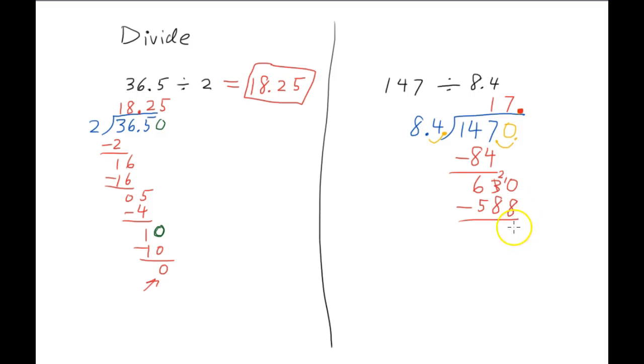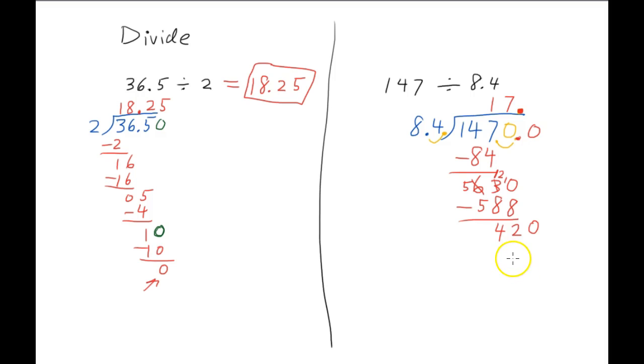10 minus 8 is 2. We have to borrow from this one as well. Now we have 12 minus 8 is 4. So we have 42. We're going to tack on another 0. Notice that it's going to be after the decimal place. But we're going to keep on going until we don't have a remainder anymore. So we have a 0 here.